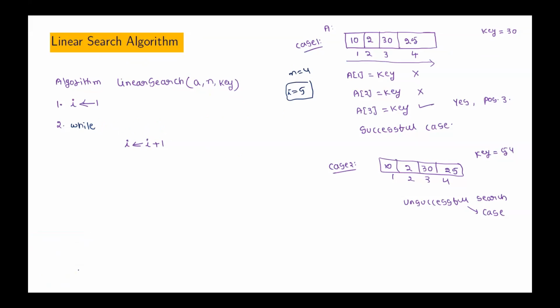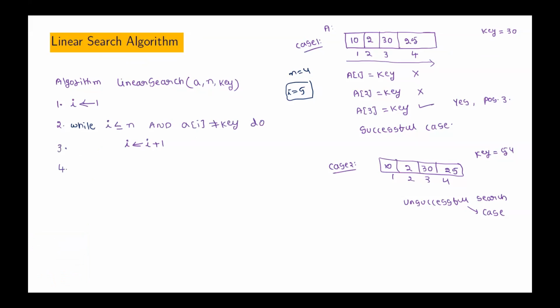What are the steps we are writing here? I less than or equal to n and A of I not equal to key. Then we are doing this: I equal to I plus 1. Is that correct?